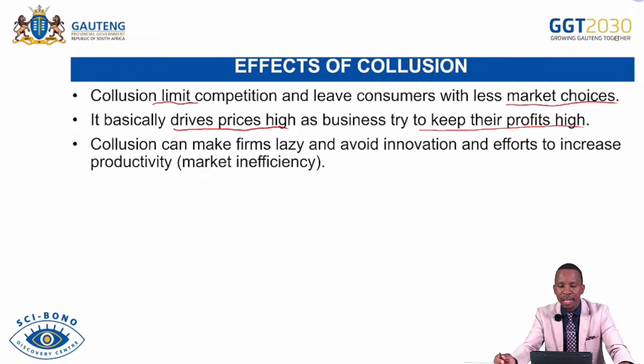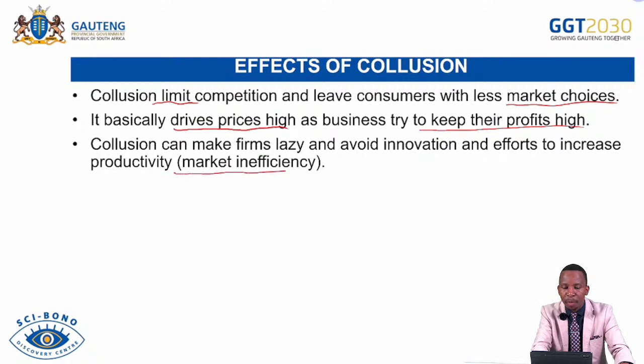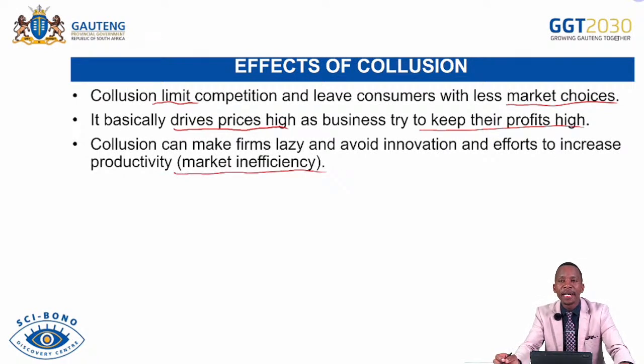Collusion can make firms lazy and avoid innovation. They make less effort to increase productivity and can be more inefficient. So if collusion occurs, firms find themselves being interdependent. As a result, what happens? They find themselves being less innovative and creative because they are selling at the same price. There is less incentive for them to be very innovative and creative in developing their own products, because now they act in a common manner.